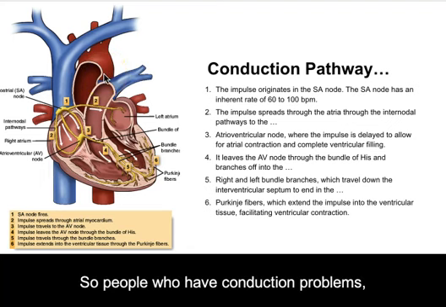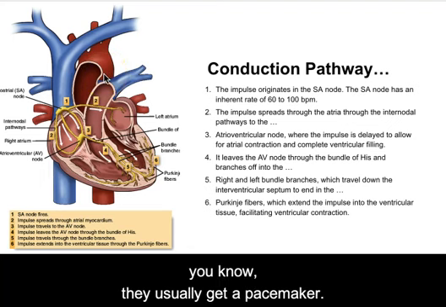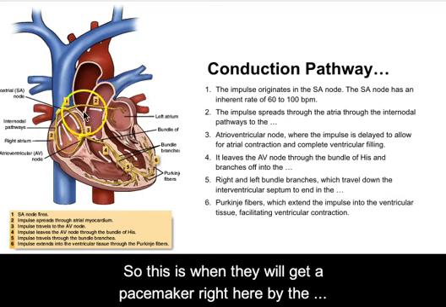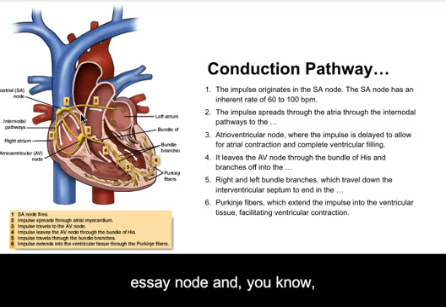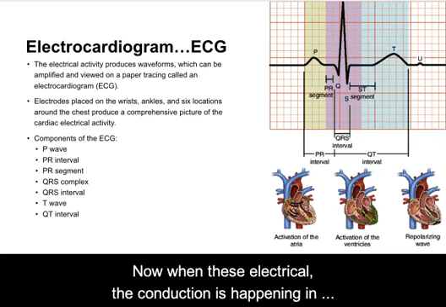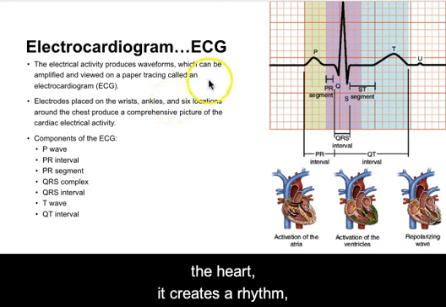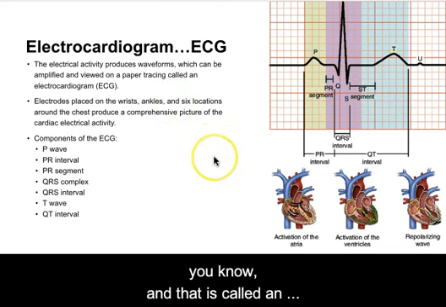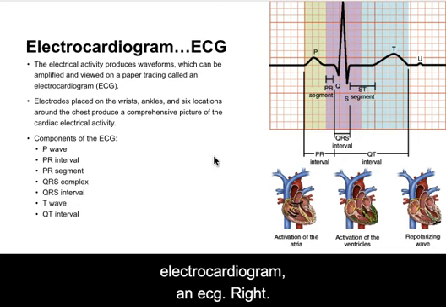So people who have conduction problems usually get a pacemaker. So this is when they will get a pacemaker right here by the SA node, to help them with the contractions. Now, when the conduction is happening in the heart, it creates a rhythm, and that is called an electrocardiogram, an ECG, right?